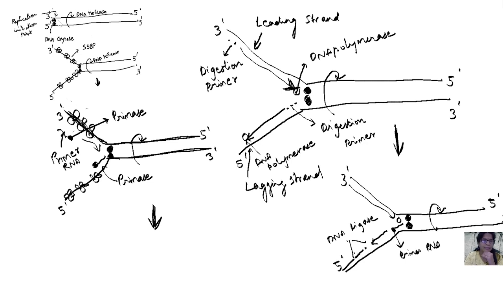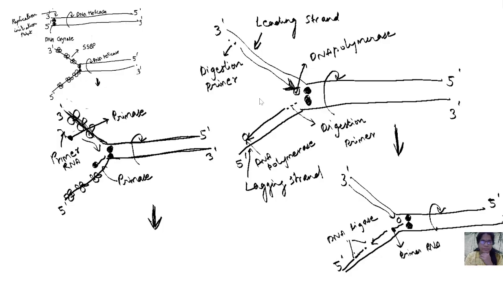So helicase and gyrase play the unwinding part. Single stranded binding proteins help in stabilizing the single stranded DNA. Primase helps to produce primer RNA, and hence attracts the DNA polymerase for further polymerization. Then that produces the leading and lagging strands. After that, digestion of the primer takes place by the DNA polymerase.